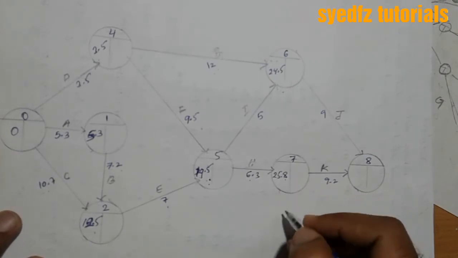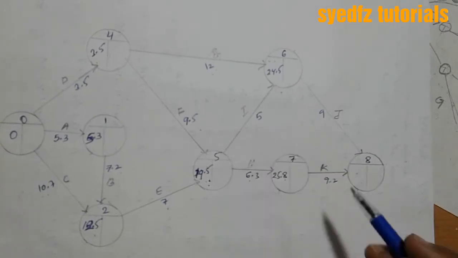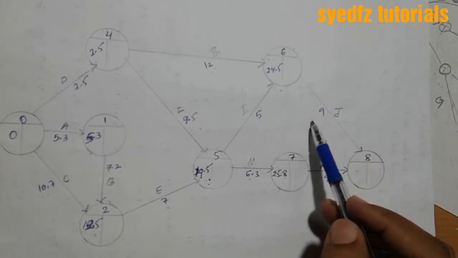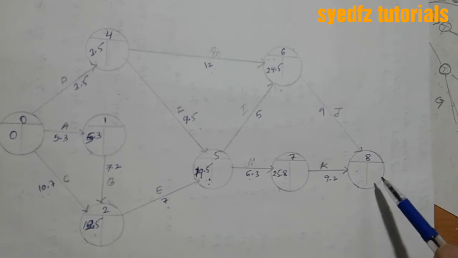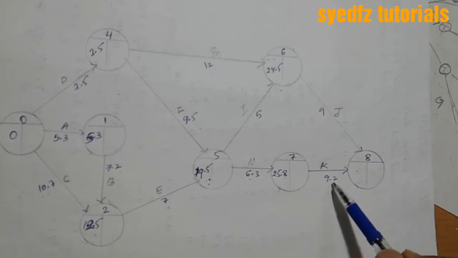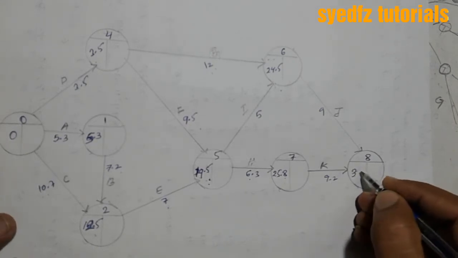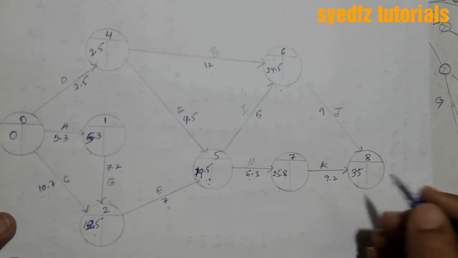Okay, from here two activities are coming, one from here, one from here. 24 plus 9 means 33.5. But if you come here, 25 and 9, 34, then 35. Overall it is 35. The project duration is 35.